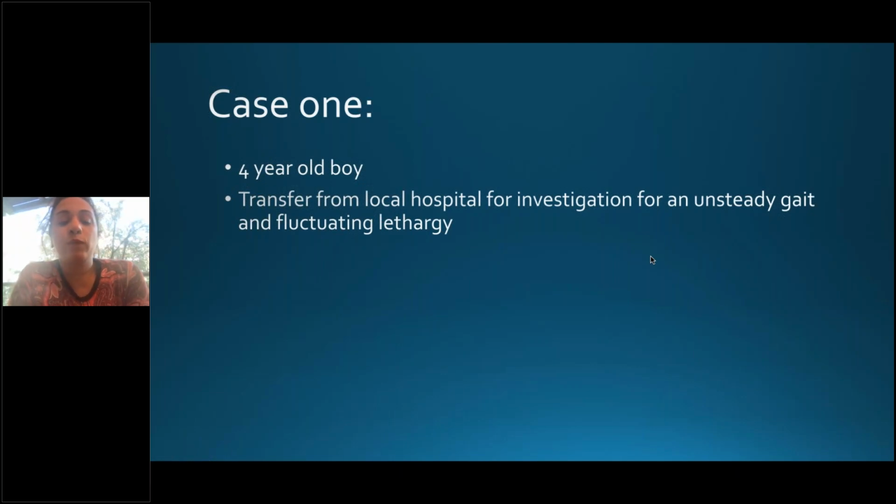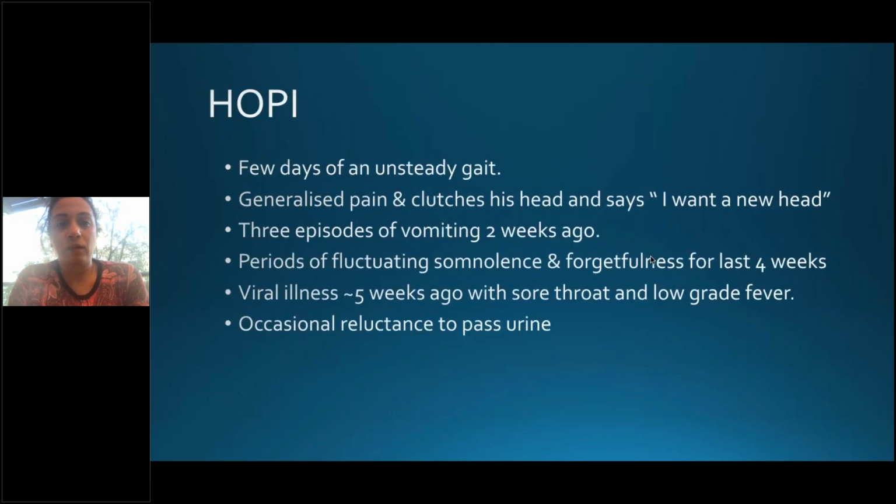So it's a 4-year-old boy who was transferred from his local hospital for an investigation for an unsteady gait and a change of behavior, fluctuating lethargy and sleepiness. History of present illness. This child had a few days of an unsteady gait. He had a generalized pain. He was holding his head, complaining that he wants a new head.